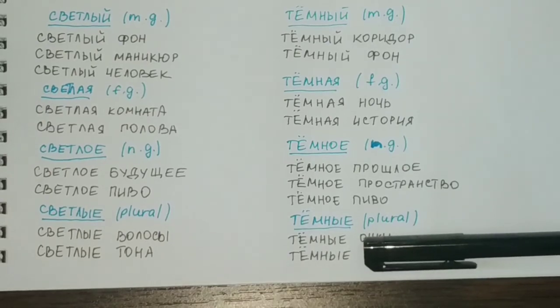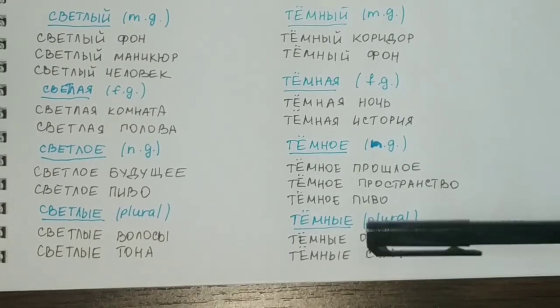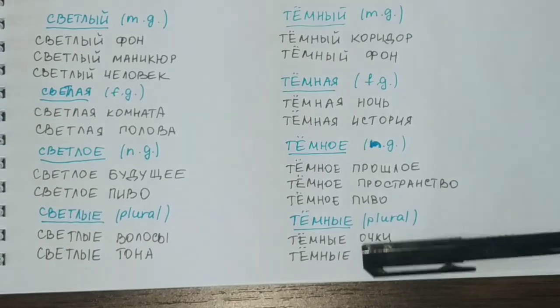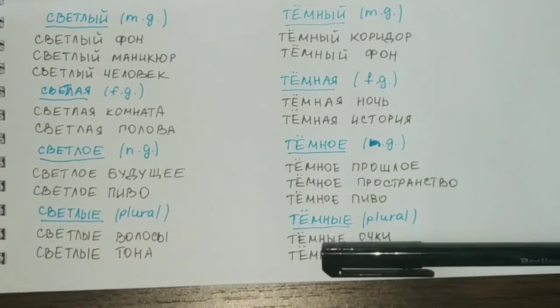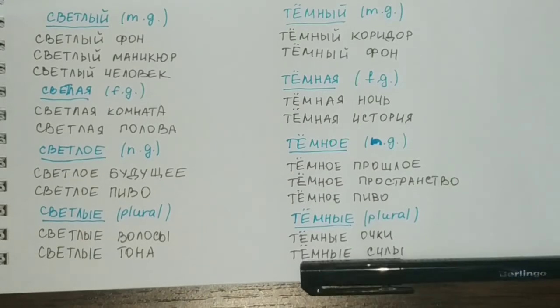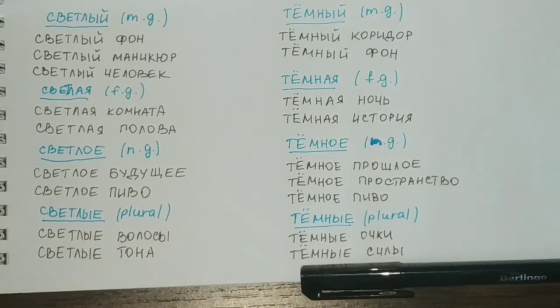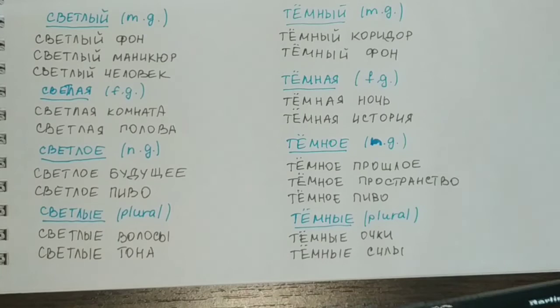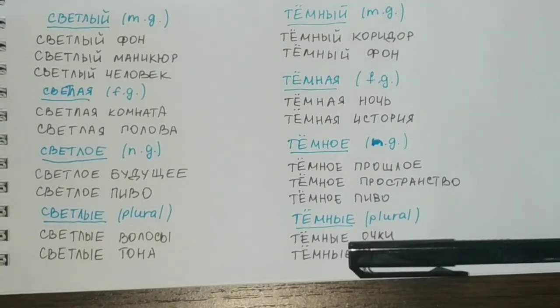So очки meaning shades or sunglasses, and they are always in the plural form, and that's why we're using the plural form of the adjective. And here we see also the second example, which is темные силы. Силы means forces. So темные силы means dark forces.